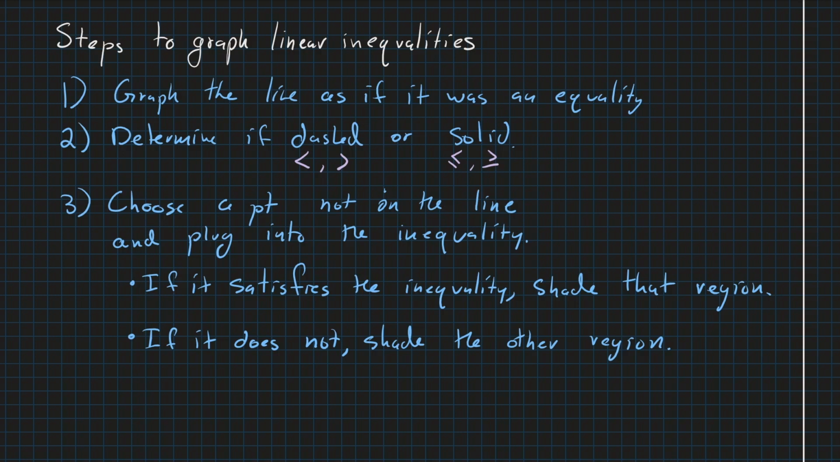So for instance, if I choose 5, 1 as our point, 3 times 5 minus 1 is equal to 15 minus 1, which is 14, which is certainly much larger than 3, and so that violated our inequality. We wanted this to be less than. Since 5, 1, if we had chosen it as our point, would have violated the inequality, it does not satisfy the inequality, so then we would have to shade the region on the other side of the line.